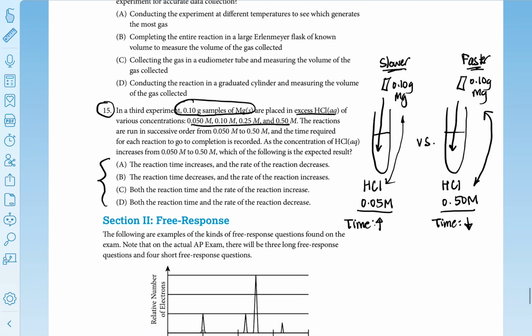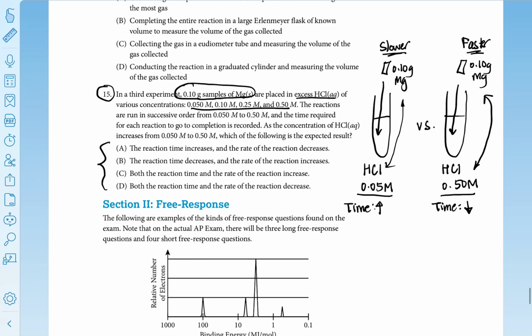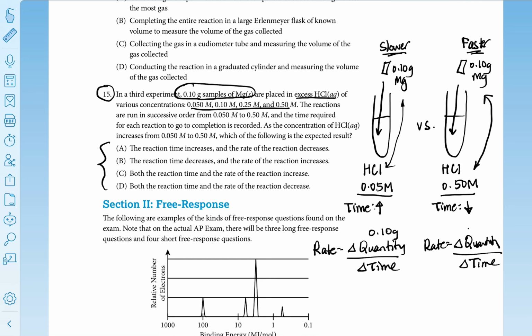What about the rate? So if you guys remember, the definition of rate is the change in quantity over the change in time. I'm going to write the rate equation twice, once for my less concentrated reaction and once for my more concentrated HCl. Change in quantity over change in time. Hopefully you can read that. So the quantity here, if we focus on the Mg, that's my limiting reactant, it was 0.10 grams.